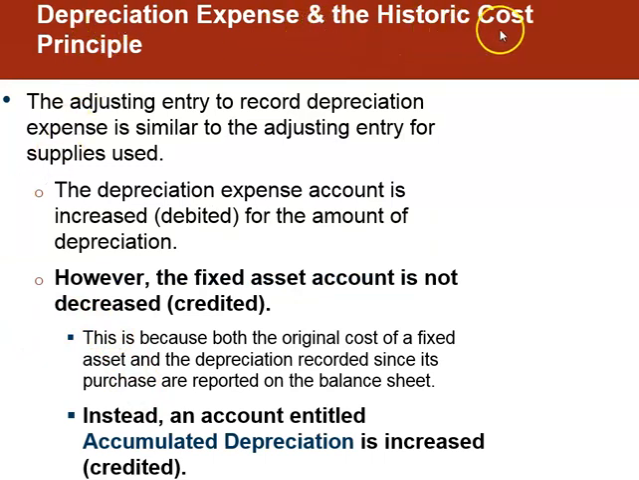Depreciation expense and the historical cost principle. Okay. It says the adjusting entry to record depreciation expense is similar to the adjusting entry for supplies used. The depreciation expense account is increased with a debit. It's an expense, so it's going to go up with a debit for the amount of depreciation. So it becomes depreciation expense.